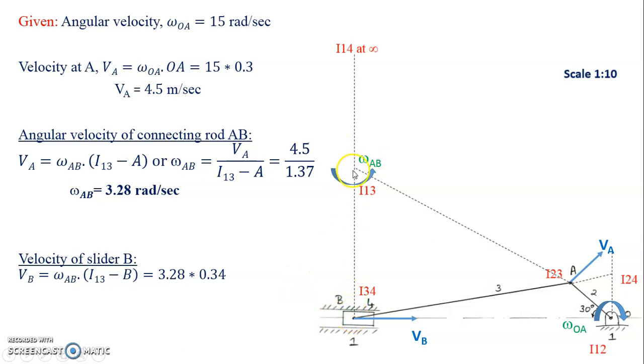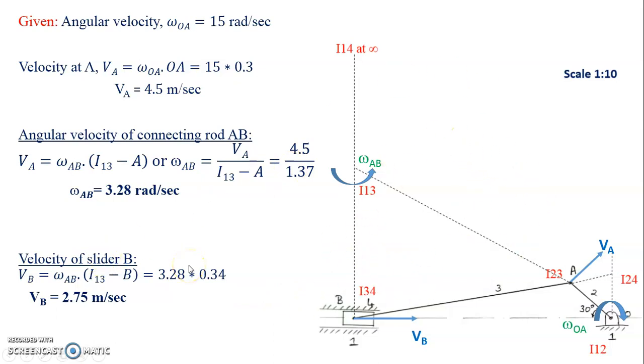So you might get it as 34 mm. That into 10 will give you 340 mm. 340 mm means 0.34 meter. I substitute, I get the answer as 2.57. Okay, this is it. It's a very simple one, but you have to go step by step, and the main thing is you have to draw this properly.